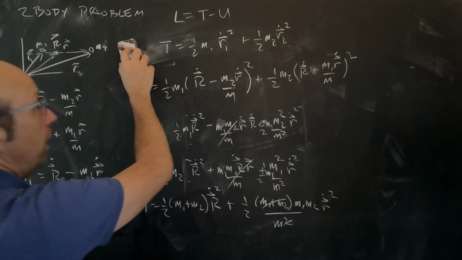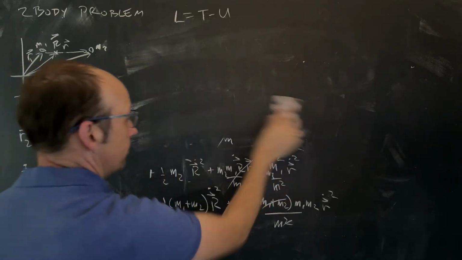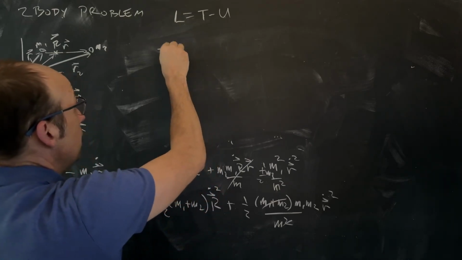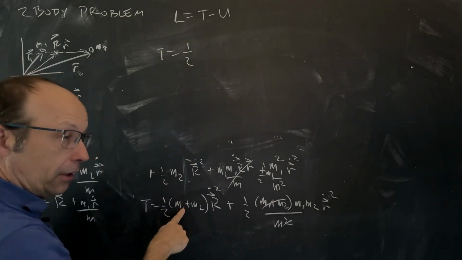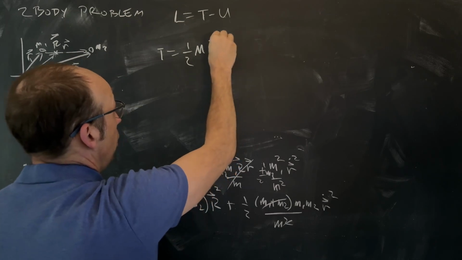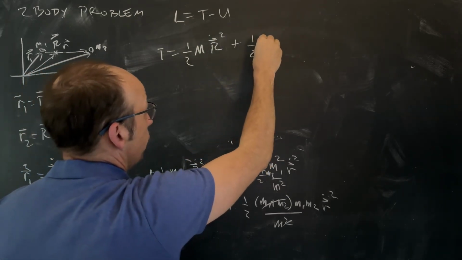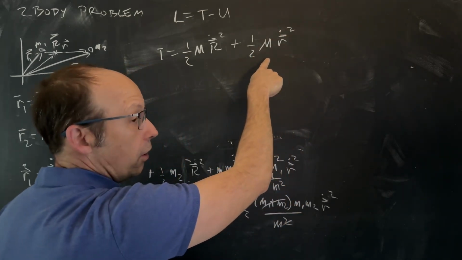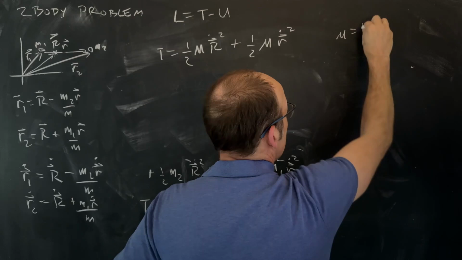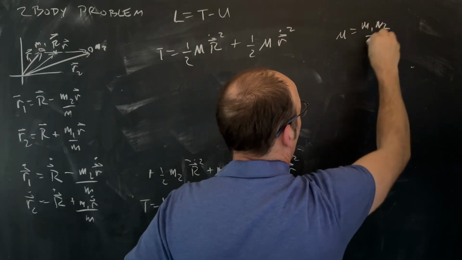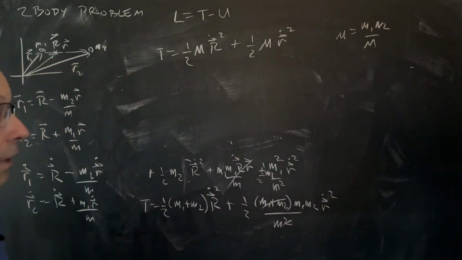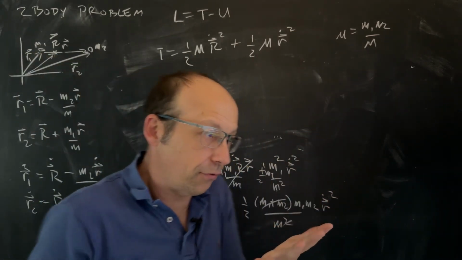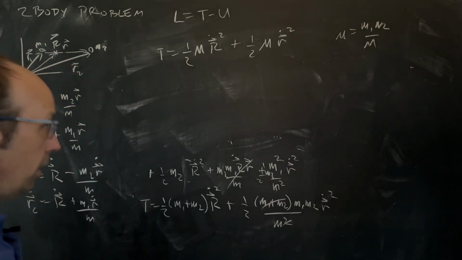Okay, so now our kinetic energy just looks like this. That was probably the hardest part, just so you know. T is 1/2 capital M R dot squared plus 1/2 mu r dot squared. And here mu we call the reduced mass, where mu is m1 m2 over the total mass M. I mean, it looks like we really didn't do anything because we went from 6 degrees of freedom to 6 degrees of freedom, but we did something really great, okay?